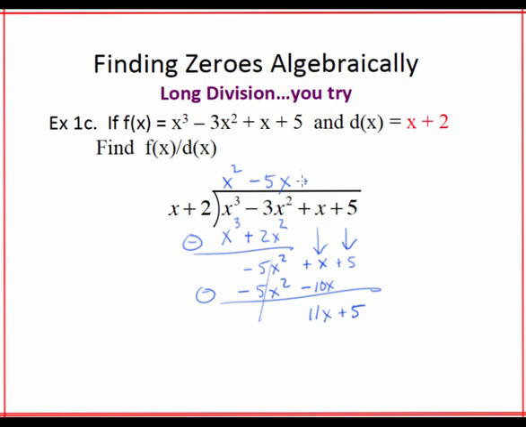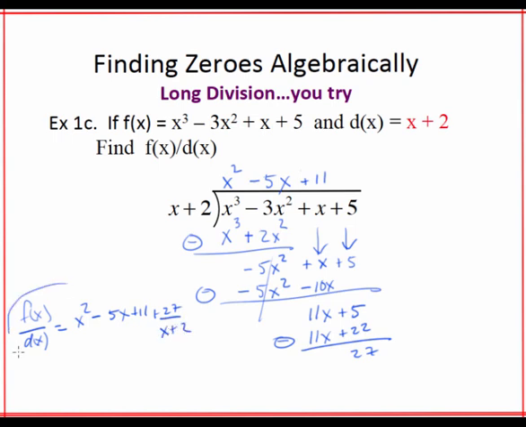Alright, then finally here looks like we have plus 11. So we get 11x plus 22. Alright, so our answer is that f of x divided by d of x is x squared. Alright, there we go. That should be good.